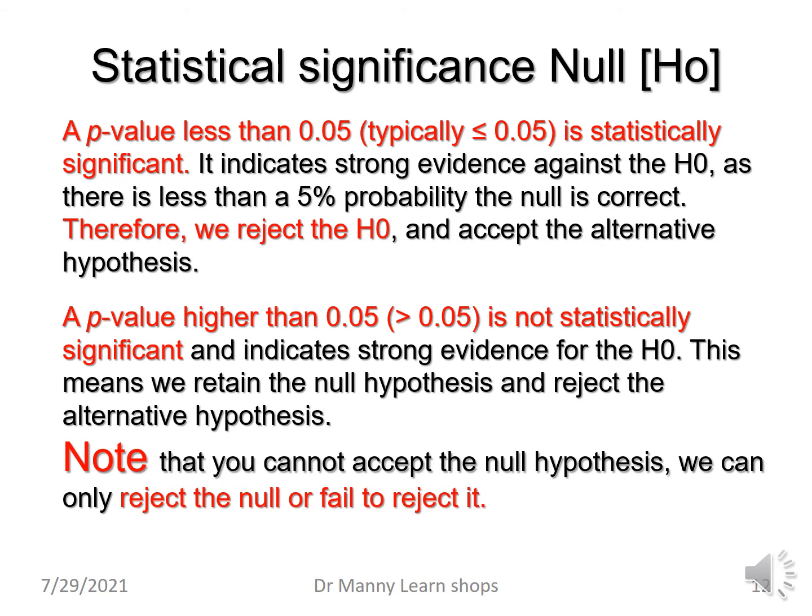A p-value higher than 0.05 is not statistically significant and indicates weak evidence against the null hypothesis. This means that we retain the null hypothesis and reject the alternative hypothesis. Note, you cannot accept the null hypothesis. We can only reject the null or fail to reject it.